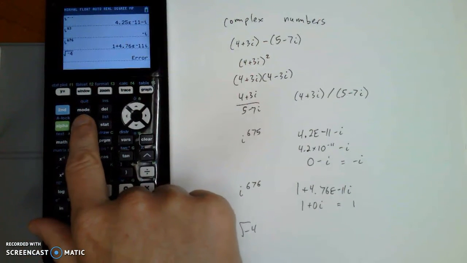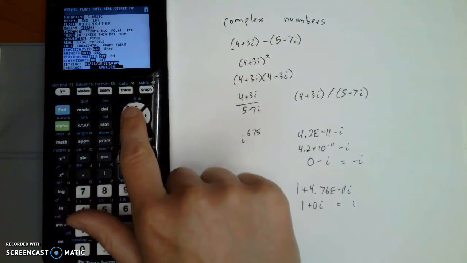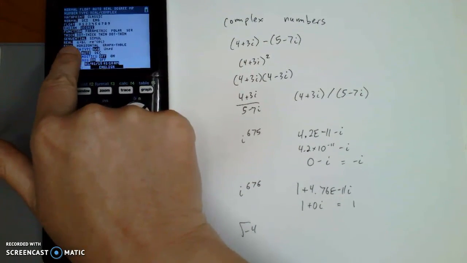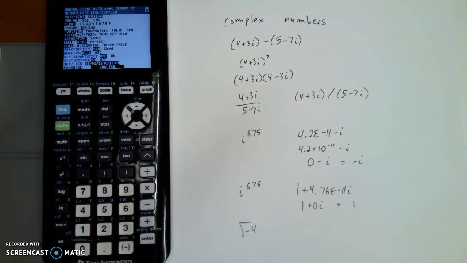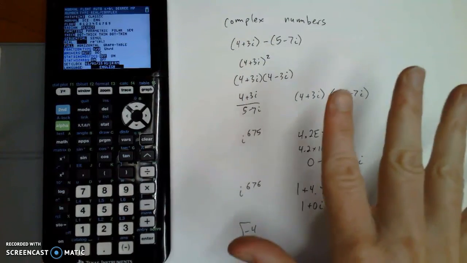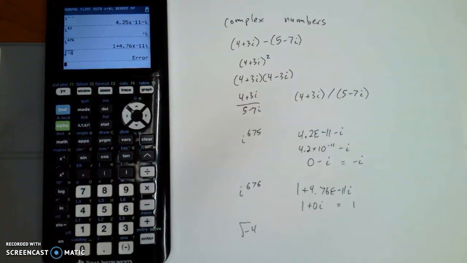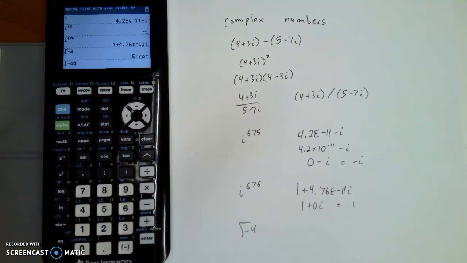I'm going to come here to the mode button, which is right next to the second button. And we've got a whole lot of options. The one I'm going to focus on is way down here. I've currently got real selected. I'm going to come over here to where it says a plus bi and hit enter. What I've done is I've now put my calculator into complex mode. So let's hit second mode to quit. You'll notice it says quit above mode, so that's how I get back to my main menu. And once again, let's type in the square root of negative 4. And this time my calculator will correctly tell me it's 2i.